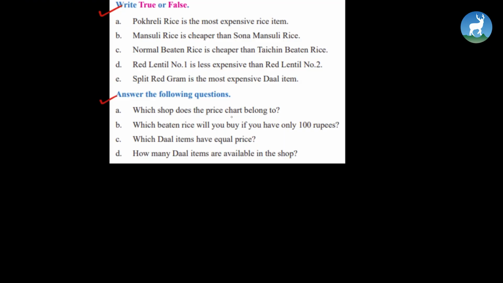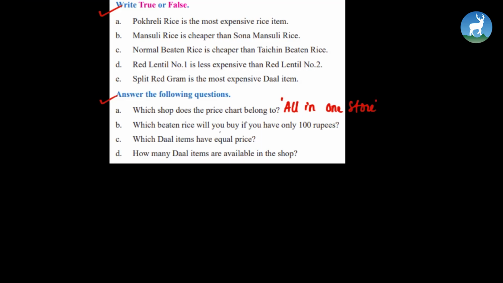Which shop does the price chart belong to? So it was mentioned there. The store's name was All-in-One Store. So the price chart belongs to the shop named All-in-One Store, right?